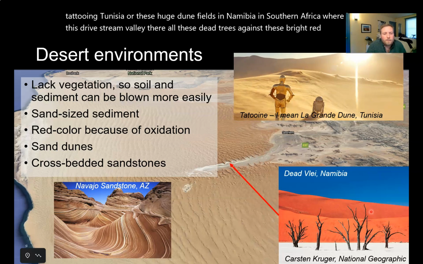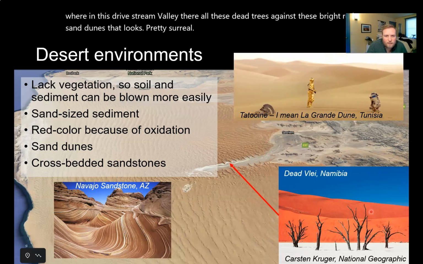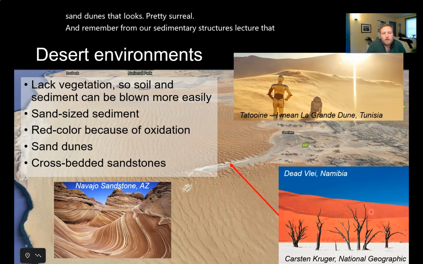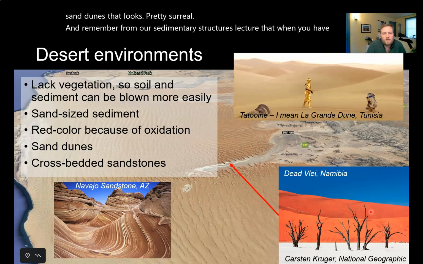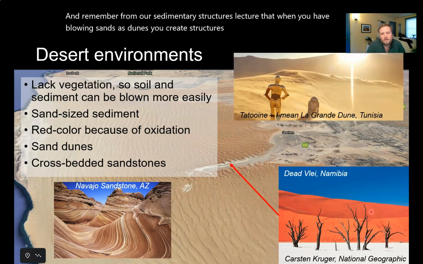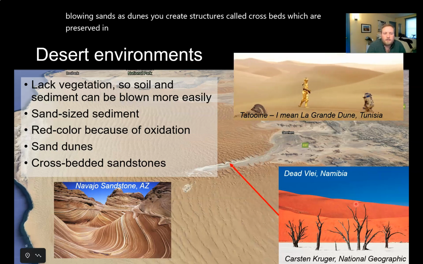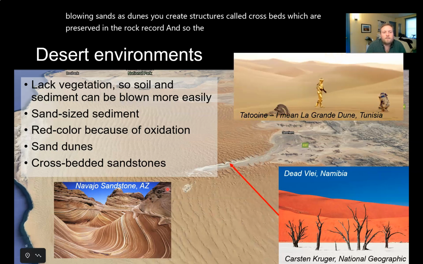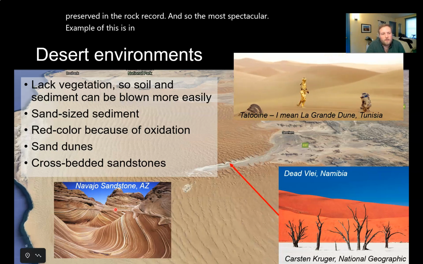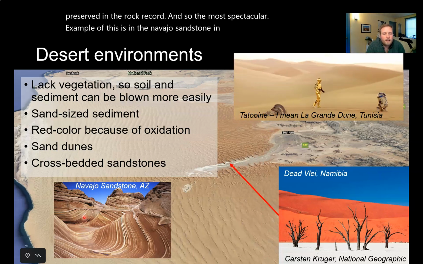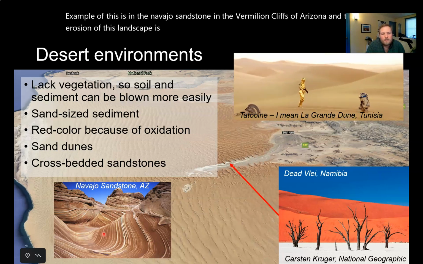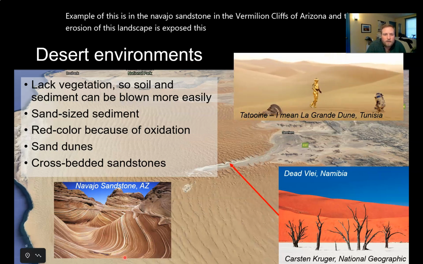It looks pretty surreal. And remember from our sedimentary structures lecture that when you have blowing sands as dunes, you create structures called crossbeds, which are preserved in the rock record. And so the most spectacular example of this is in the Navajo sandstone in the Vermilion Cliffs of Arizona. And the erosion of this landscape has exposed this amazing crossbedding texture in the rocks.